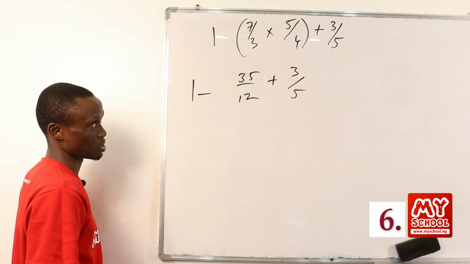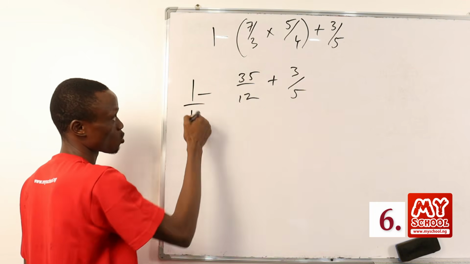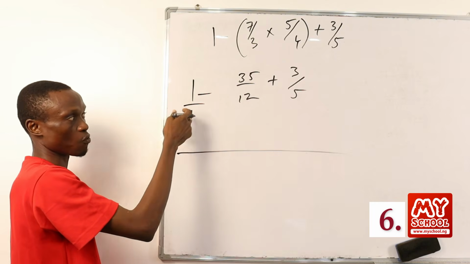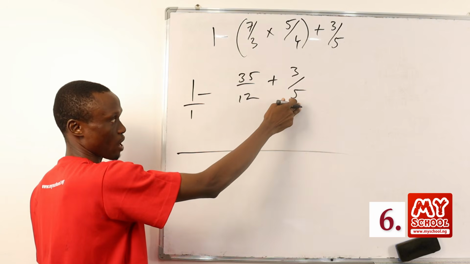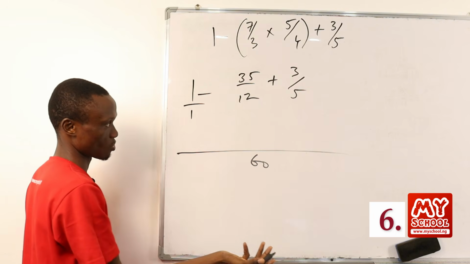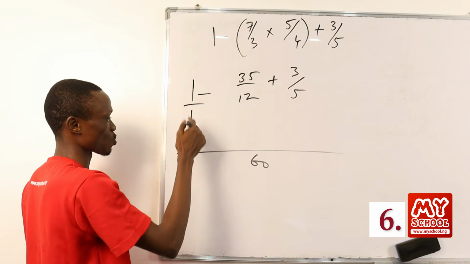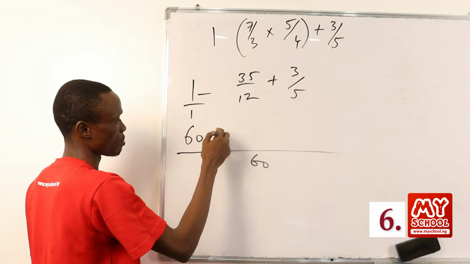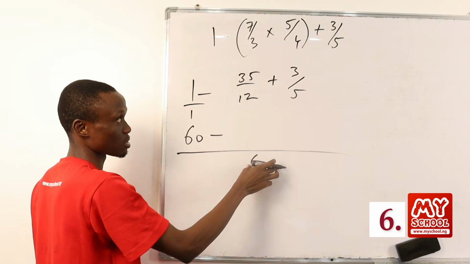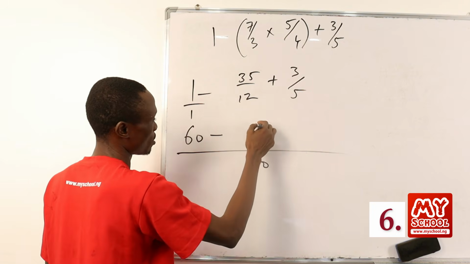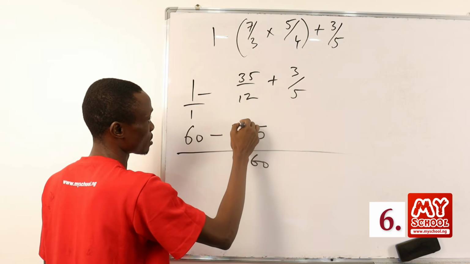I think we can go straight here. So this is also over 1. So we look for the LCM of the denominators, which is the LCM of 1, 12, and 5, and that is 60. So 1 into 60 is 60, 60 times 1, you will have 60. Then minus 12 into 60, that is 5. So 5 times 35, I think that is 175.